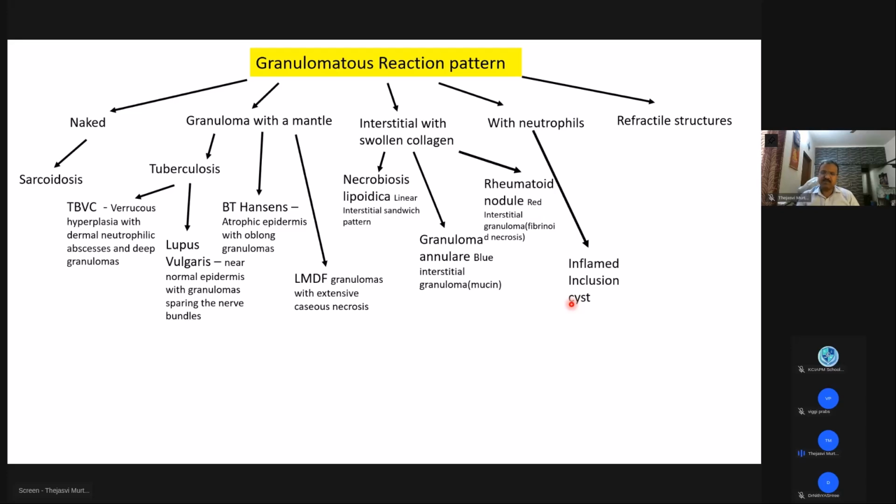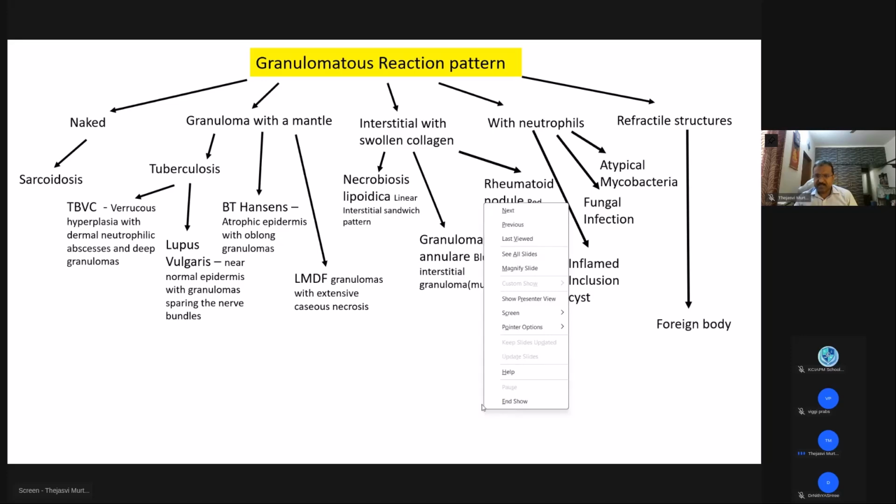With neutrophils, you have inflamed or ruptured epidermal inclusion cysts. That's also a very common thing that you can encounter: granulomas with ruptured epidermal inclusions or inflamed epidermal inclusion cysts in the skin. You will also have histiocytes with neutrophil reaction. Neutrophils can also mean fungal infection or atypical mycobacterium. So with neutrophils, the granulomatous reaction can be fungal infection or atypical mycobacterium. Refractile structures most commonly mean foreign body reaction pattern.